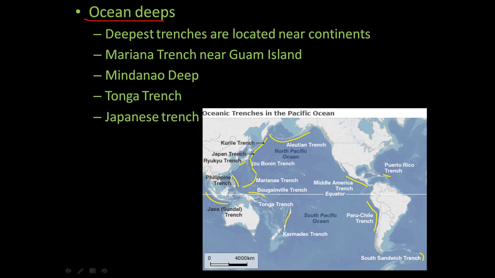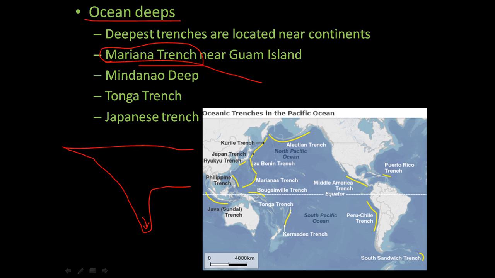Well, then something called ocean deeps. Now suppose this is the shelf, this is the slope, then there is something called a trench. Now this is the trench. These are the ocean deeps. This is the sea level. Well, then we know that the deepest trench is the Mariana Trench, and the Mariana Trench contains the Challenger Deep.